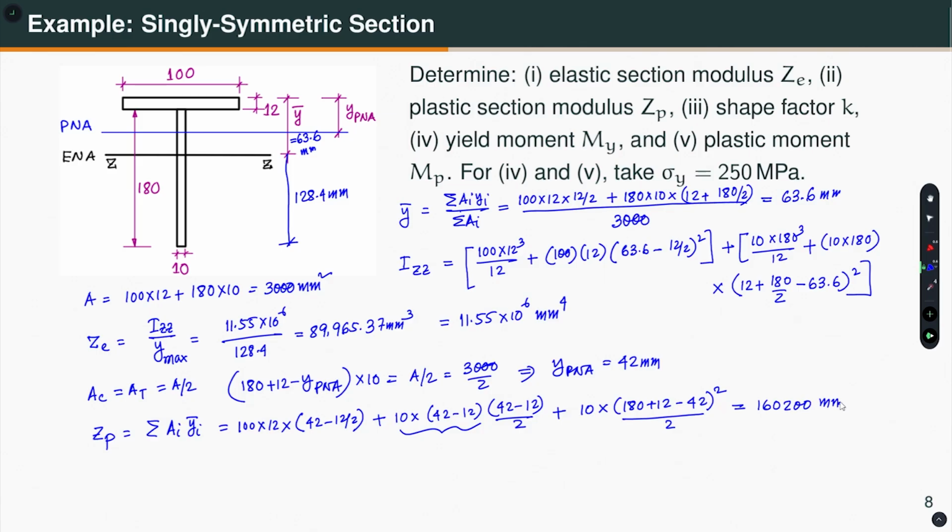So, that gives me 160,200 millimeter cube. So, the shape factor K is equal to ZP by ZE, which is equal to 1.78. We can also calculate the plastic moment capacity. MP is equal to ZP into sigma y, which I got as 40.05 kilonewton meter, and you can also calculate My, which is ZE into sigma y. Whatever that number is, you can easily calculate. So, that completes this example.